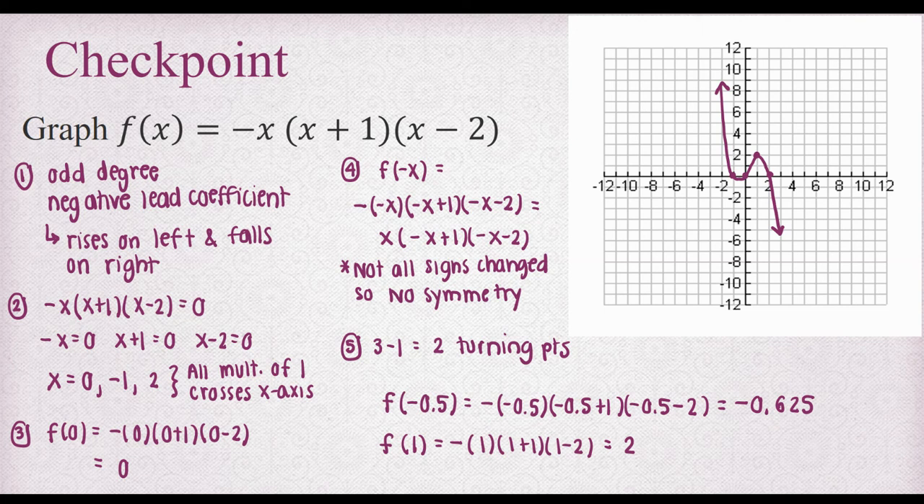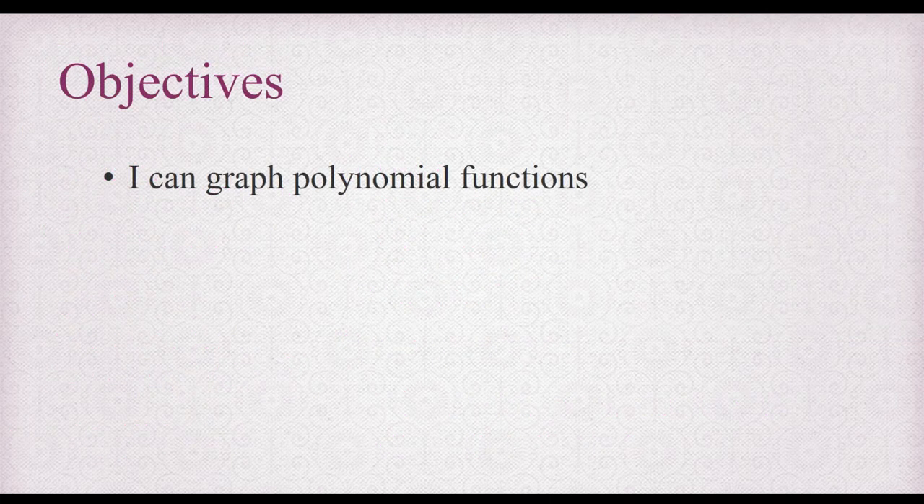We're dealing with a y-intercept at 0, 0. There's no symmetry in this because not every sign changed. While all of the x signs changed, the positive 1 inside parentheses still stayed positive 1, and the negative 2 in parentheses still stayed negative 2. So not all the signs changed, so no symmetry. There are at most 2 turning points, and I threw in a couple of extra points to see what was going on. So there's my graph. So that's us graphing polynomial functions.